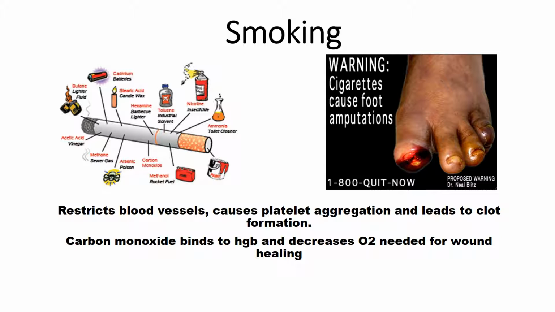Here's a good slide on smoking and things that it can cause. And it's not just for diabetics, it's for every arterial. Smoking restricts the blood vessels, causes platelet aggregation, and leads to clot formation. Carbon monoxide binds to the hemoglobin, and it decreases the oxygen needed for circulation, and especially for wound healing if they have a wound. So anyway, just keep promoting non-smoking.